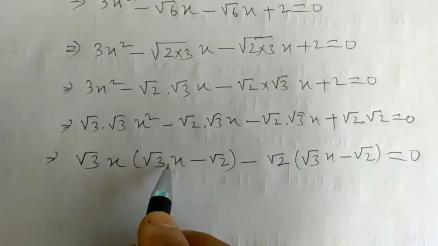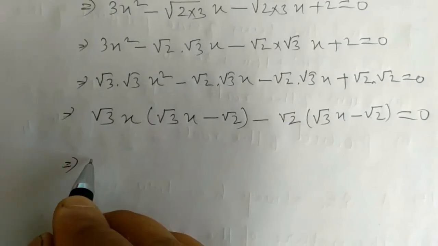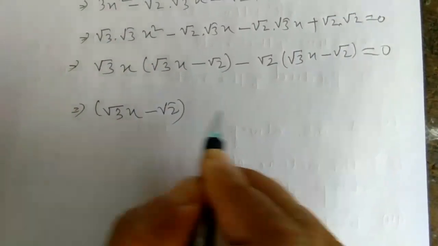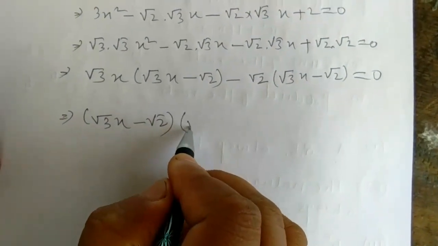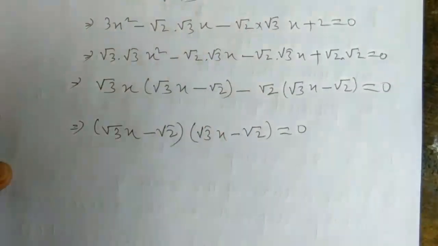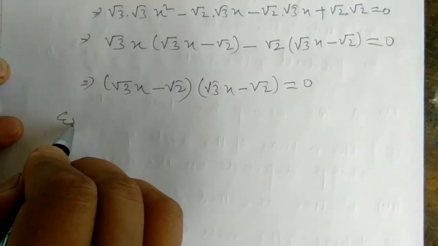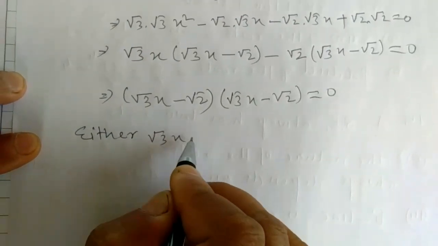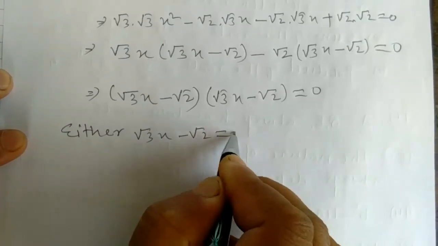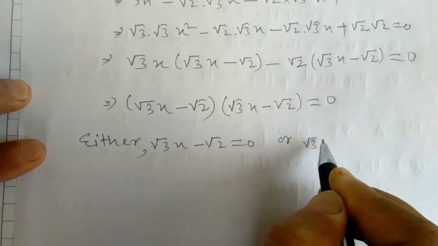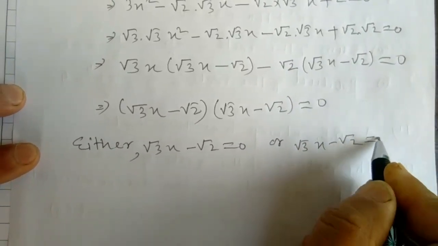Your insider must be the same. After that, you will make groups: insider one group, and then outsider one group equal to 0. After that, we do either root 3x minus root 2 equal to 0, or root 3x minus root 2 equal to 0.